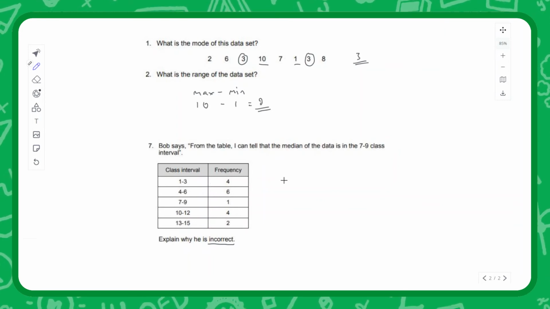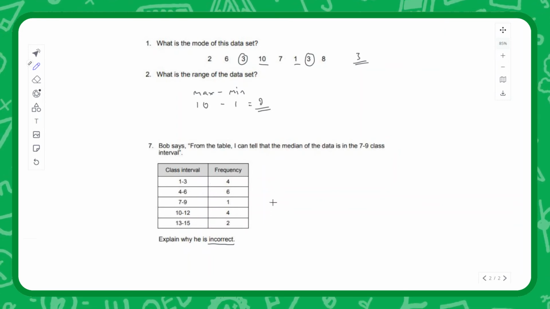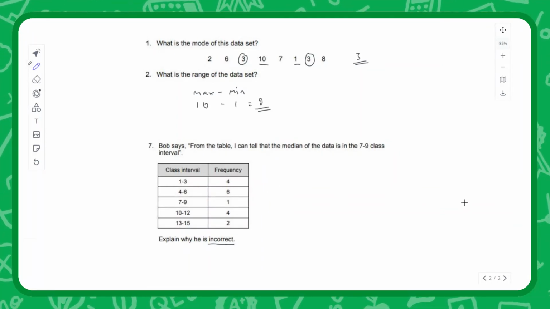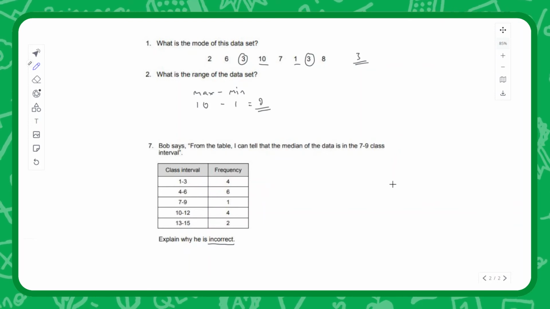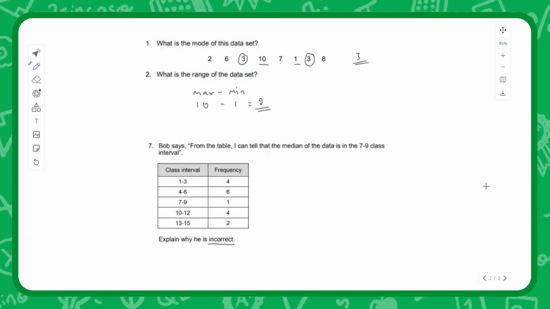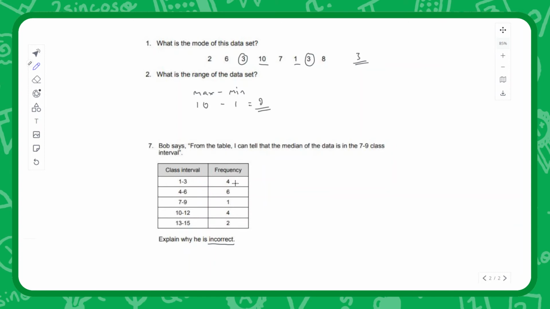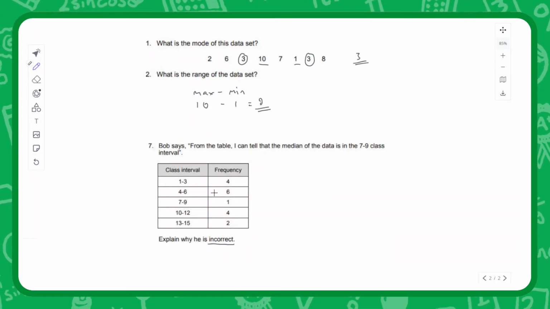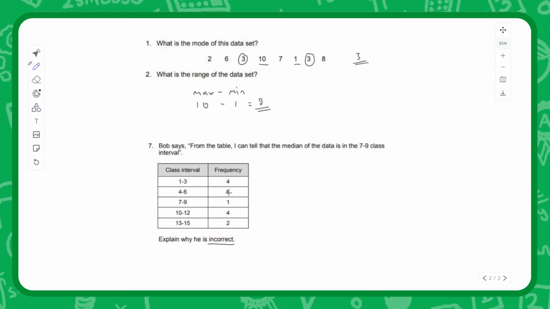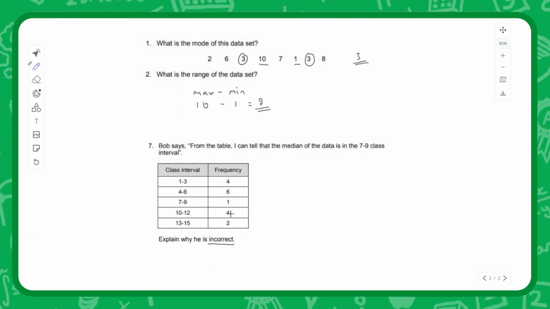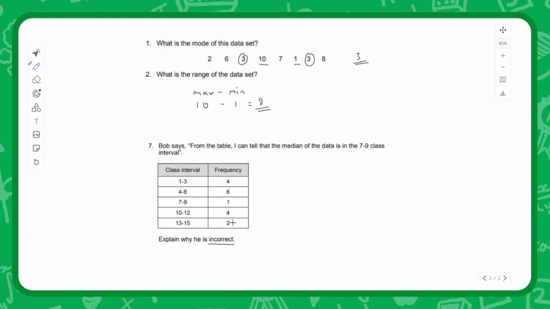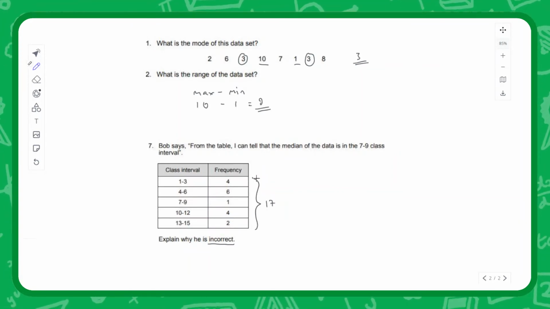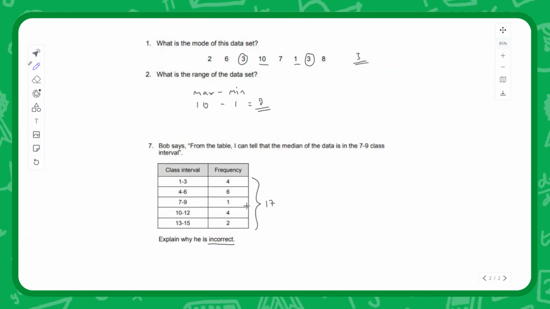And we want to find the very middle piece of string. Where does that lie? Roughly, what's the length of that piece of string that's in the very middle, if we put all of our lengths out from smallest to longest? If we look at how many pieces of string we've got in total, we've got 4 plus 6 is 10, plus 1 is 11, plus another 4 is 15, plus 2 is 17. So we've got a total of 17 data points, or 17 pieces of string in my example.